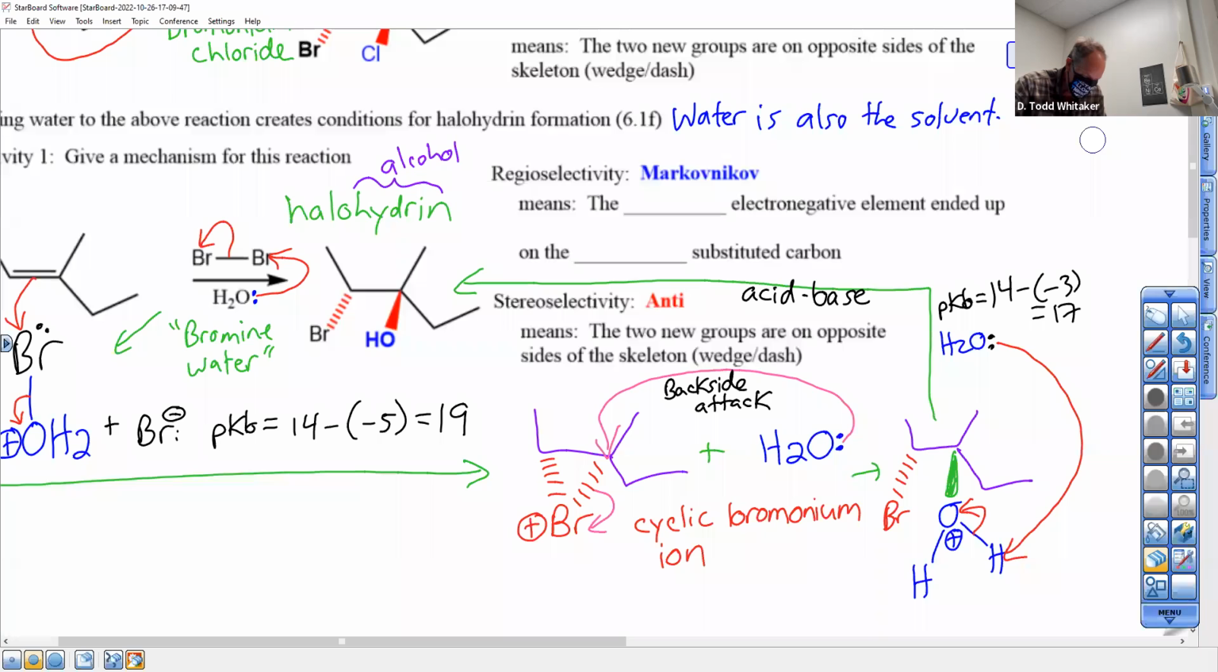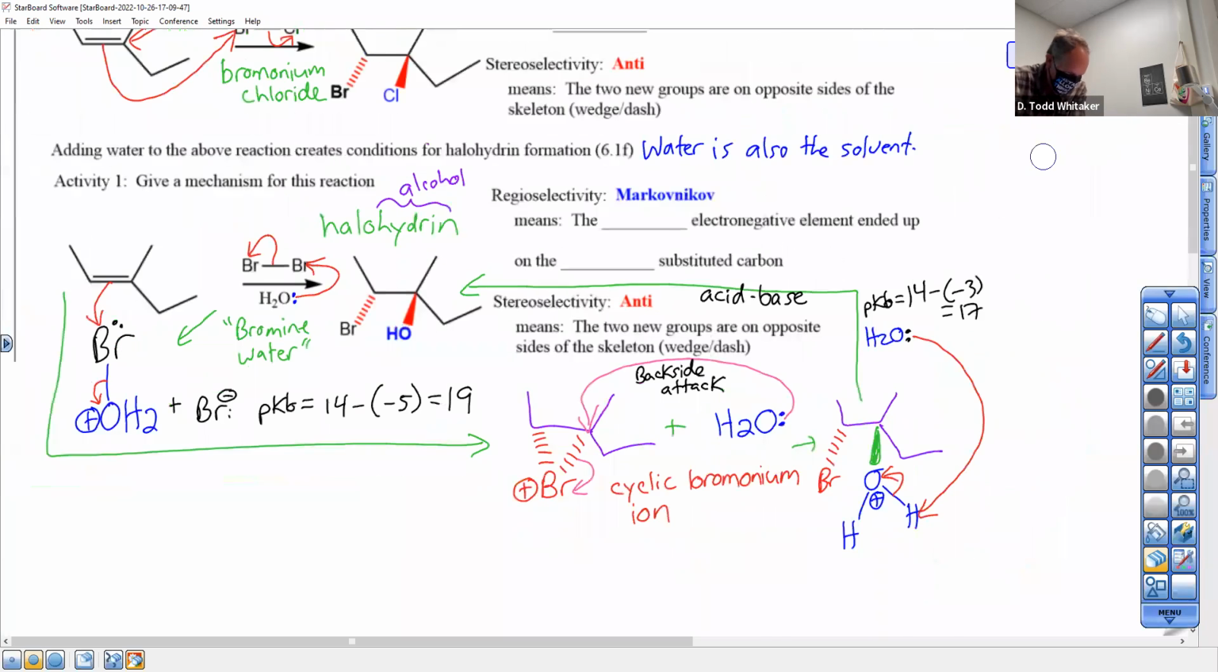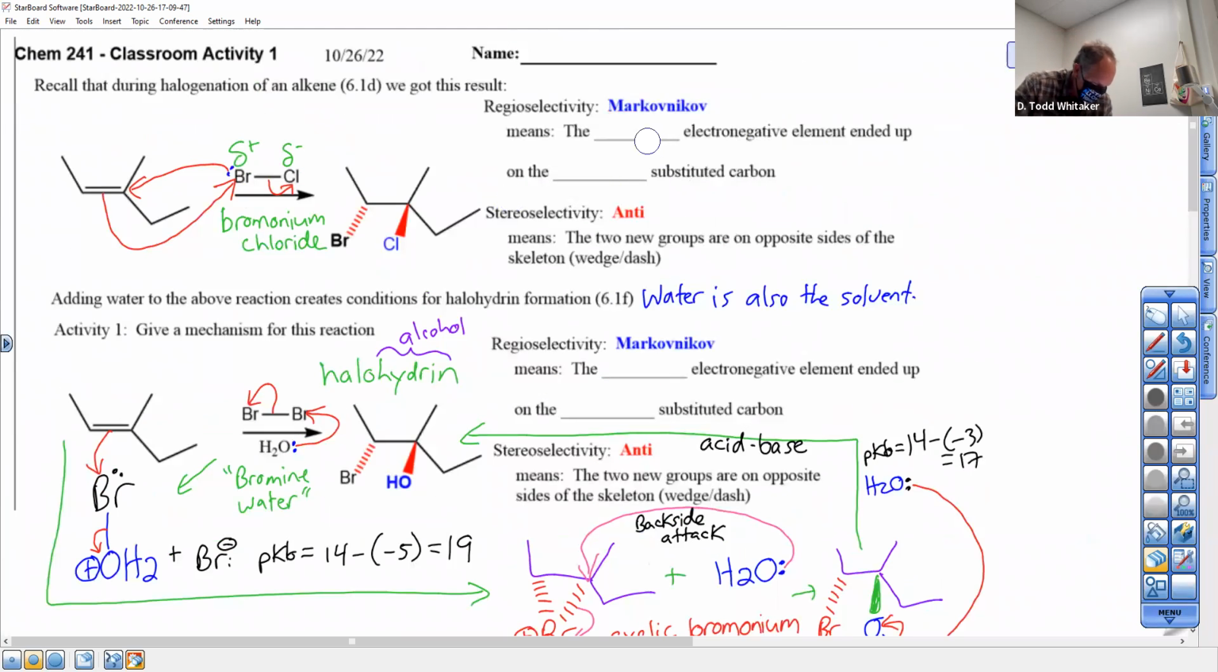Okay, now we got to fill in some blanks. All right, I want you to focus on Cl and compare it to Br. Is Cl more or less electronegative than Br? More. So the more electronegative elements ended up on the blank substituted carbon.